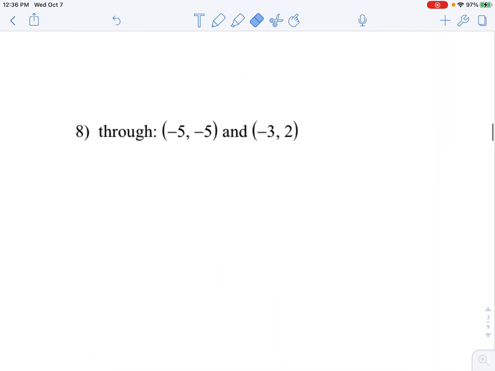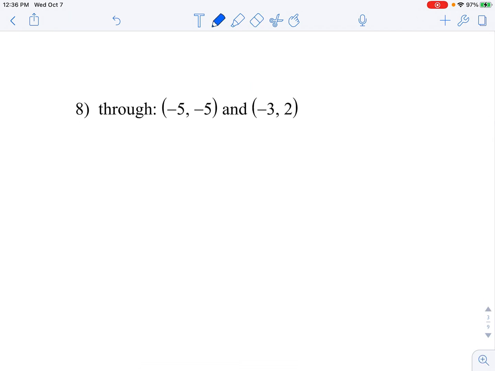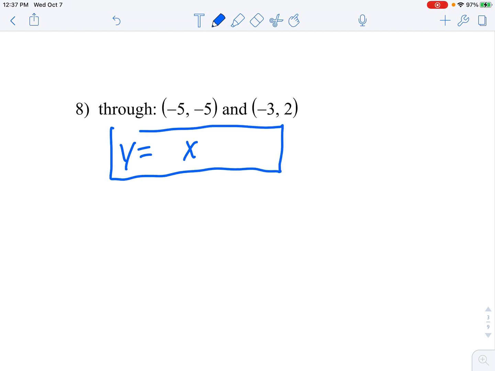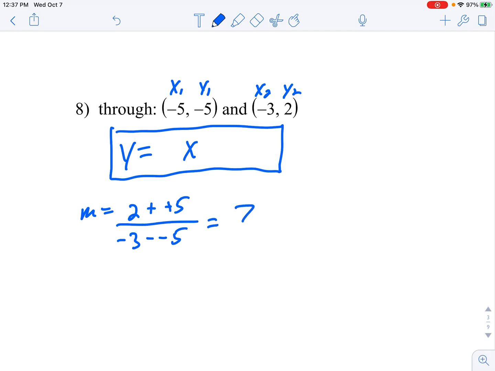Okay, number 8, last one of this type. So y equals blank x plus or minus blank. Let's find the slope by taking x1, y1, x2, y2. So 2 minus -5 on top, -3 minus -5 on bottom. Minus minus turns to plus, minus minus turns to plus, and that works out to be 7/2. So it looks like 7/2 is our slope.